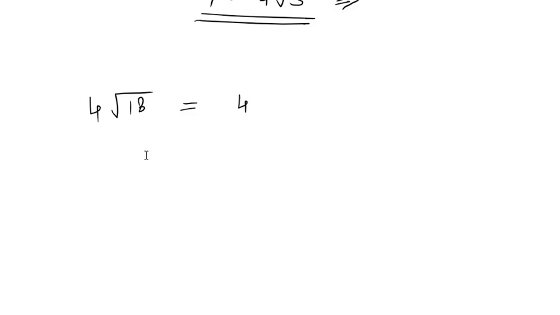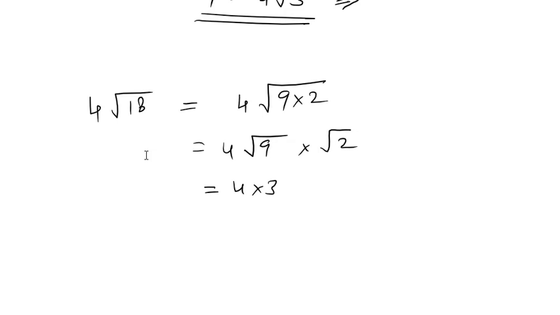So you can write this as 4 root 9 into 2. Now this is 4 into root 9 into root 2. The value of root 9 is 3, so it is 4 into 3 into root 2. 4 into 3 is 12, so 12 root 2. So 4 root 18 is 12 root 2.